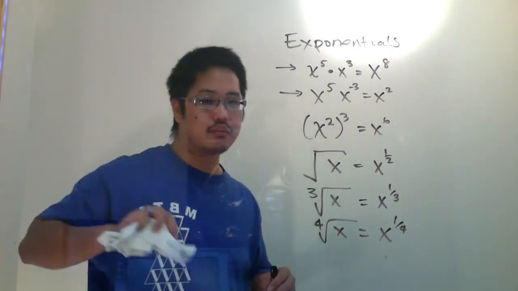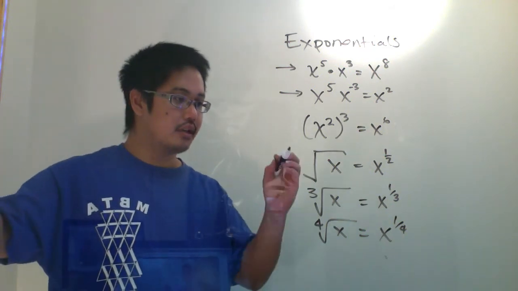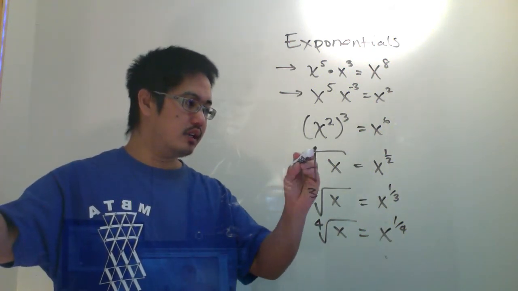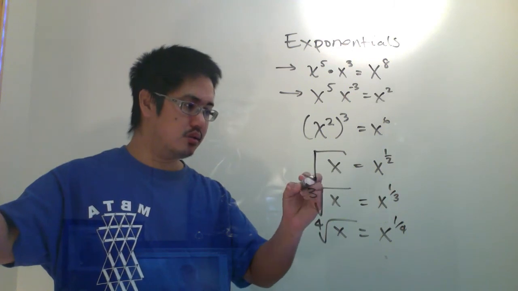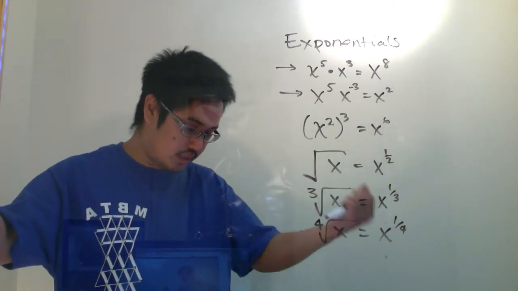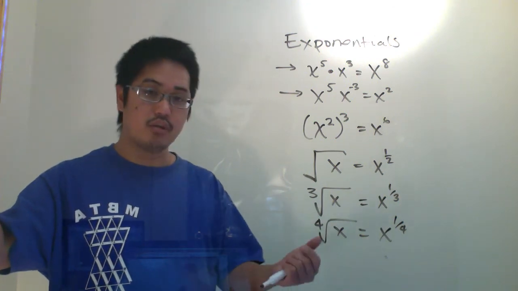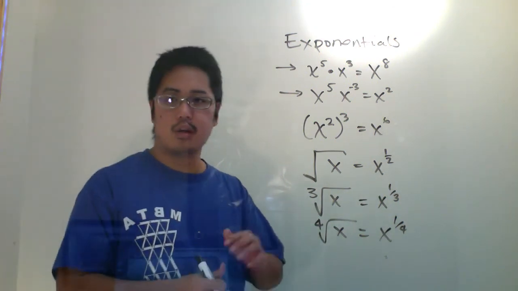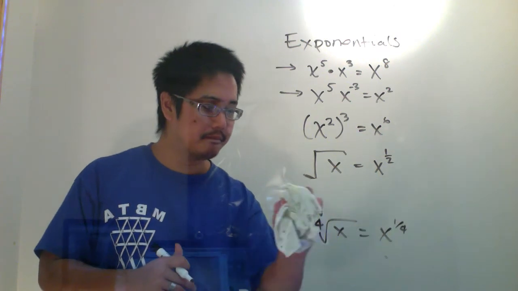So whenever you have something to the fraction power, you turn it into a square root, and vice versa. If you have the cube root or something, you turn that into a fractional exponent. All right, are we cool with this one? You guys like this one?